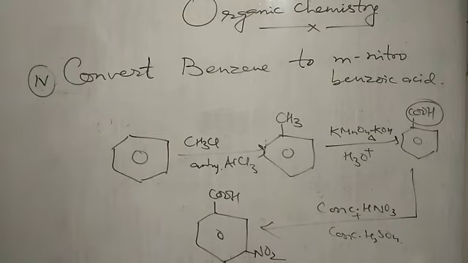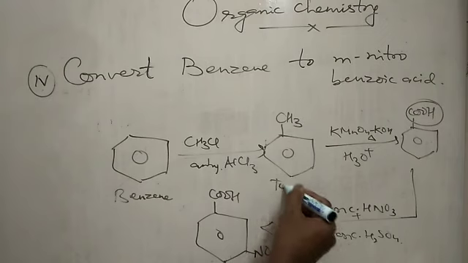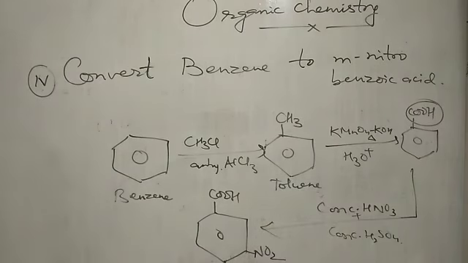So we started with benzene, then we converted into toluene by treating with methyl chloride, anhydrous AlCl3, that is Friedel-Crafts alkylation. Oxidation of toluene gives in acidic medium benzoic acid. Benzoic acid undergo nitration to form meta-nitrobenzoic acid.